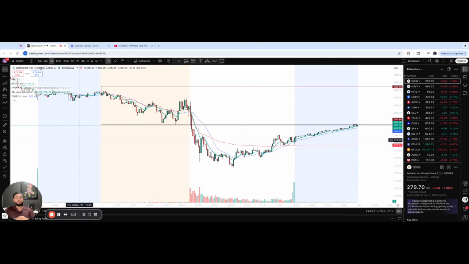Today we're going to be talking about the trade that I took on Friday. It was a beautiful trade, perfect setup, and we took it on Google puts, meaning we traded Google to the downside. And I just want to talk about 3 points that I look for in order to execute on these trades.